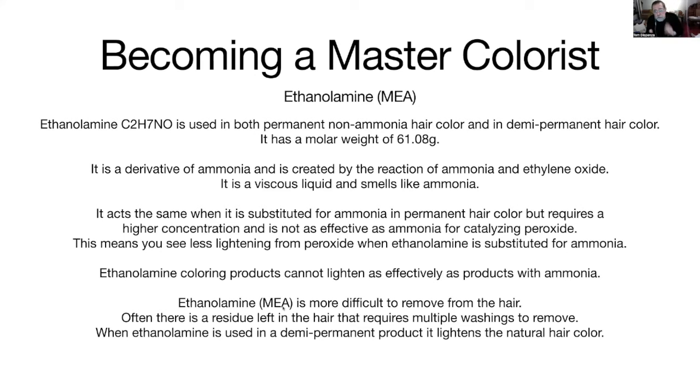Now, ethanolamine is more difficult to remove from the hair. And a lot of the time, particularly if you're not really conscientious at the shampoo bowl, there's a residue left in the hair, and it requires multiple washings to remove it. But when you use MEA in a demi-permanent product, it lightens the natural hair color. And you've all seen this, because if you use what's known as a demi-permanent color in the hair and it eventually fades from the hair, you see a line of demarcation. The line of demarcation means that whatever it is you put on the hair lightened the natural hair color.